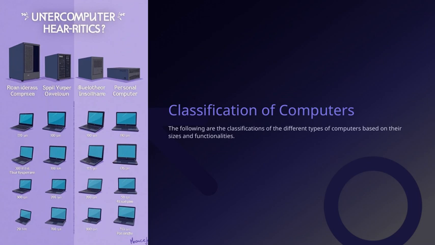This classification helps us understand how computers are designed to meet specific needs, from small personal devices to massive data centers. It's important to recognize that each type plays a unique role in our daily lives and in various industries. Understanding these classifications also ties into the overall theme of how versatile and adaptable computer technology has become over time. So, as we go through this, keep in mind how each type is optimized for particular tasks and environments.